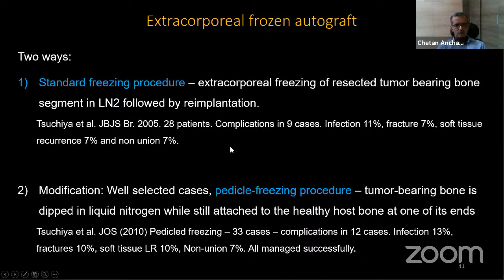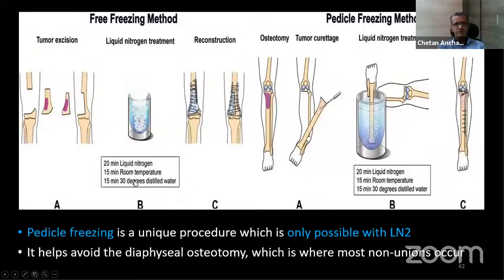They also described a modification of this procedure where, in well-selected cases, pedicle freezing is done, where the tumor-bearing bone is dipped in liquid nitrogen while still attached to the healthy host at one of its ends. Tsuchiya et al. again have reported on 33 cases of pedicle freezing in 2010 with complications in 12 cases: infection in 13%, fracture in 10%, soft tissue local recurrence in 10%, non-union in 7%. All of them were managed successfully.